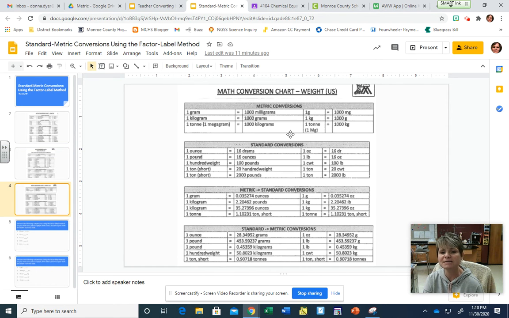And then this is our metric conversion chart for weight. So again, we get to convert between ounces and pounds and grams and ounces and kilograms and pounds and all those good things on this one. So there's lots of conversion factors here, and we'll go through today more of how we decide which one it is that we need to use, but it's going to be very similar to what we did yesterday.